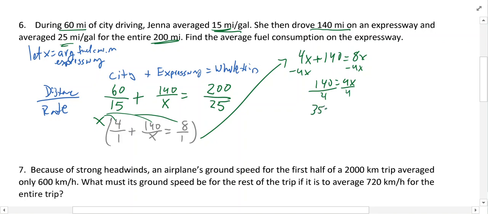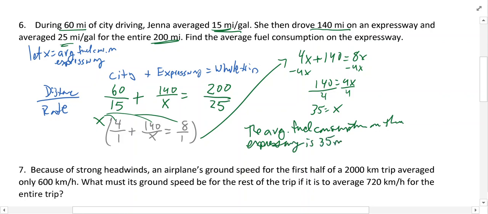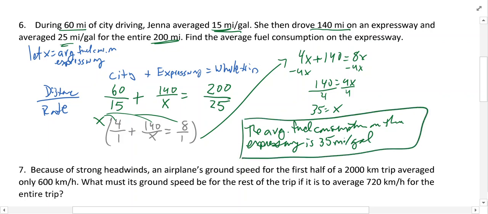So 35 equals x. Since it says find the average fuel consumption on the expressway, you'd say the average fuel consumption on the expressway is 35 miles per gallon. So again, you're thinking of distance over rate.